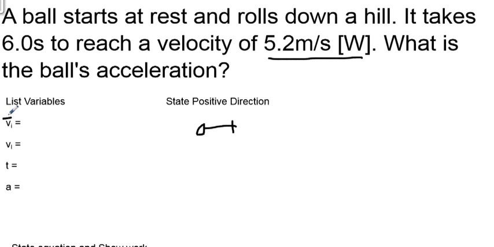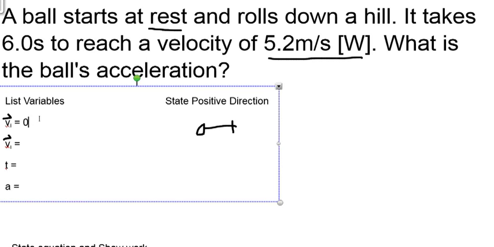Next, I'm going to list my variables. So our initial velocity comes from the ball being at rest. When we are at rest, that means that our initial velocity is equal to 0 meters per second. Our final velocity is 5.2 meters per second west. Because the direction is west, it is going to be positive. So 5.2 meters per second.